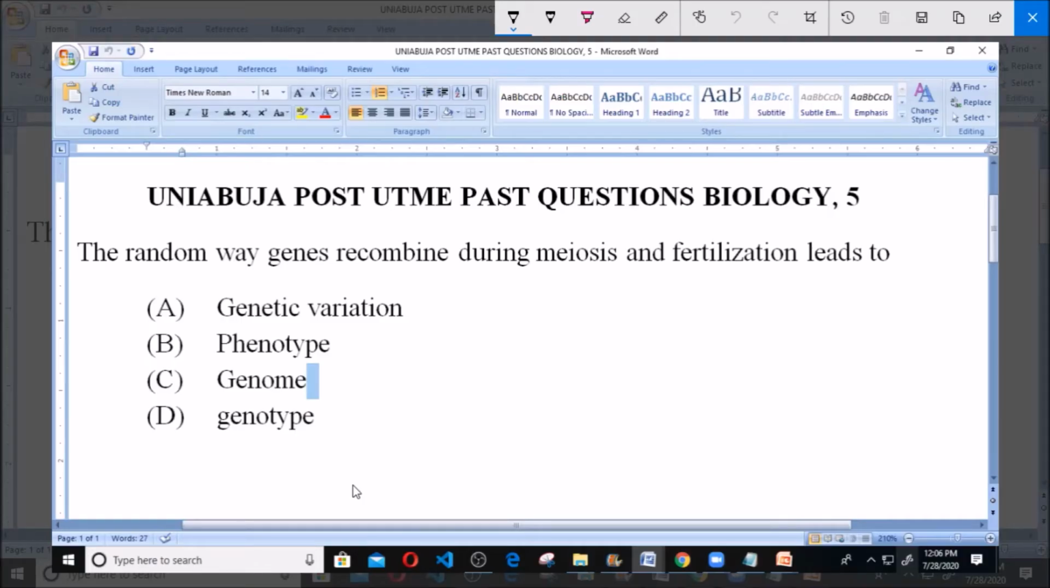Today we'll be dealing with Uniabuja post-CTMA past questions. We'll be dealing with biology question 5. The random way genes recombine during meiosis and fertilization leads to A. Genetic variation, B. Phenotype, C. Genome, D. Genotype.